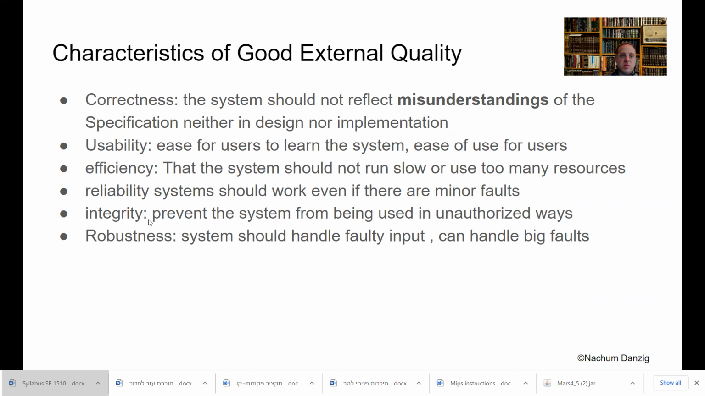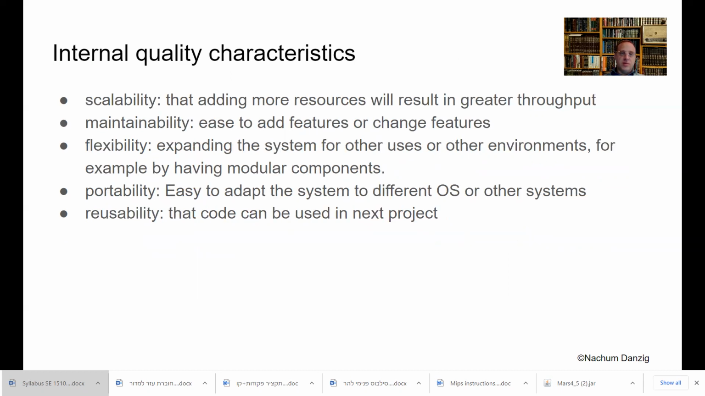Robustness. Well, this is similar to reliability. It should handle, in other words, robustness here, but I specifically said input. If I put in the wrong thing, it should continue working. I shouldn't be able to break it just because I gave it the wrong input. So those are things that the user will feel.